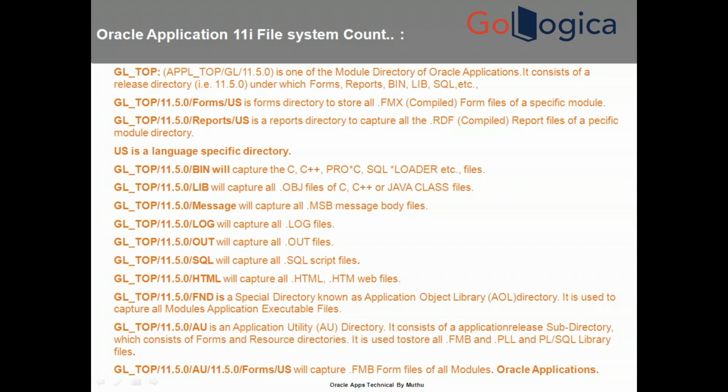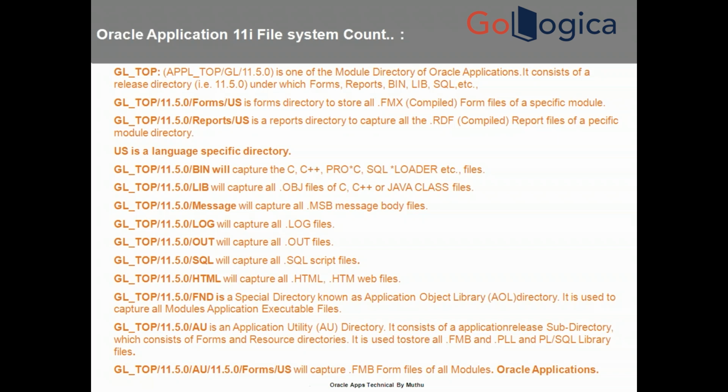You can see here the AU application tab. AU is the application utility directory. It consists of the applications subdirectory, which consists of the forms and resource directories. It is used to store all FMBs and PLL and PLX files. Understood? When we start Oracle Forms, at that time you will get to know more information in detail on that. Understood?